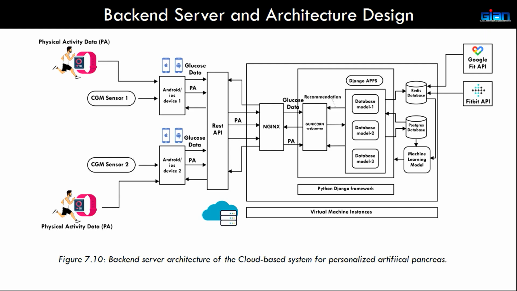This is the overall system architecture, where, let's say, for multiple patients, we have the CGM sensor and the physical activity band, and all of this is going into the Nginx server, and the platform is running a Gunicorn web server, and there are different model databases. All of this is combined and running, and then we have the Google Fit API, which is extracting data. This Redis database is extracting data from the Google Fit API, or from Fitbit if you are using Fitbit. Previously they used to be separate. Now Google has acquired Fitbit, so it's all in one big system.